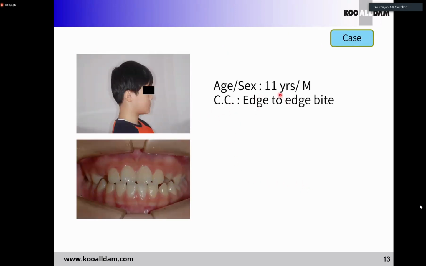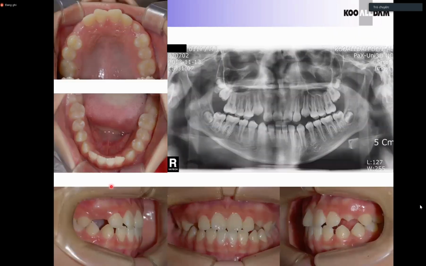This patient is an 11 year old boy. His chief complaint is anterior crossbite. His profile is not bad, good. Upper canine are erupting, and we can see also lower second molar erupting.